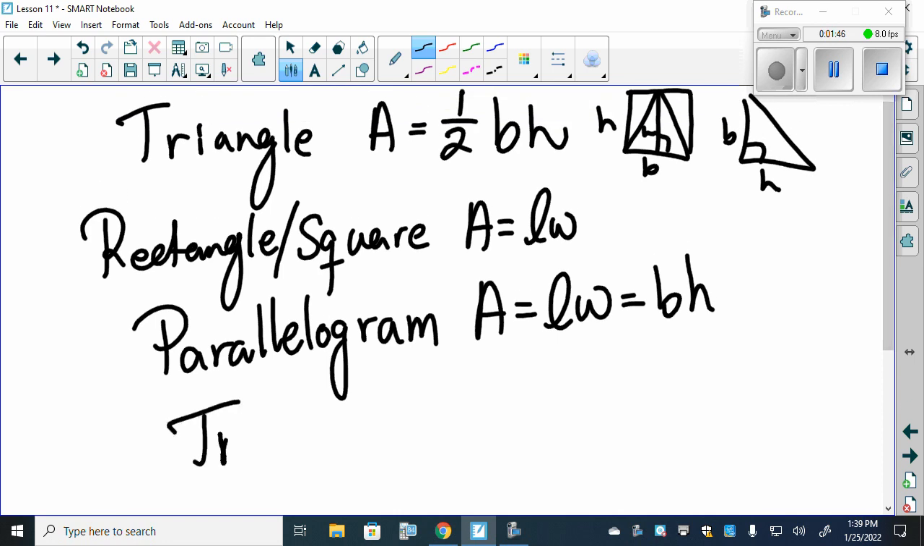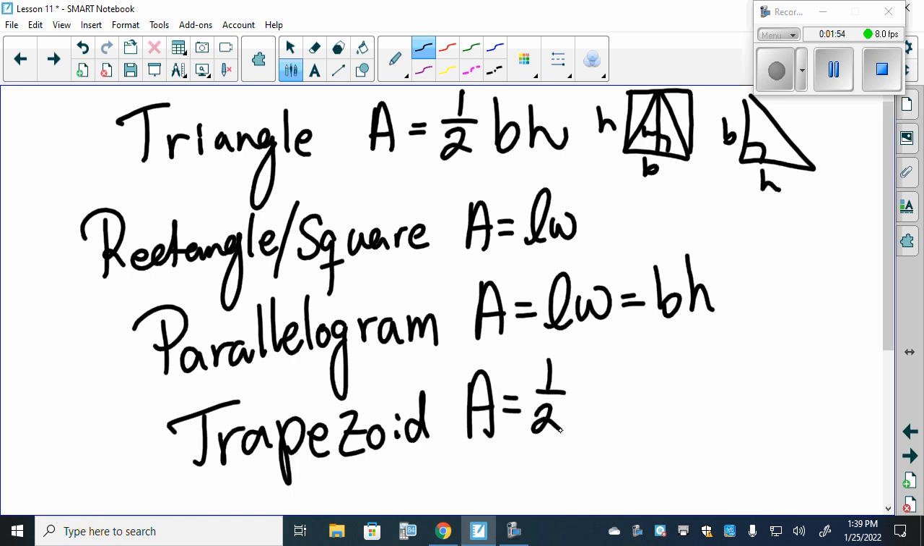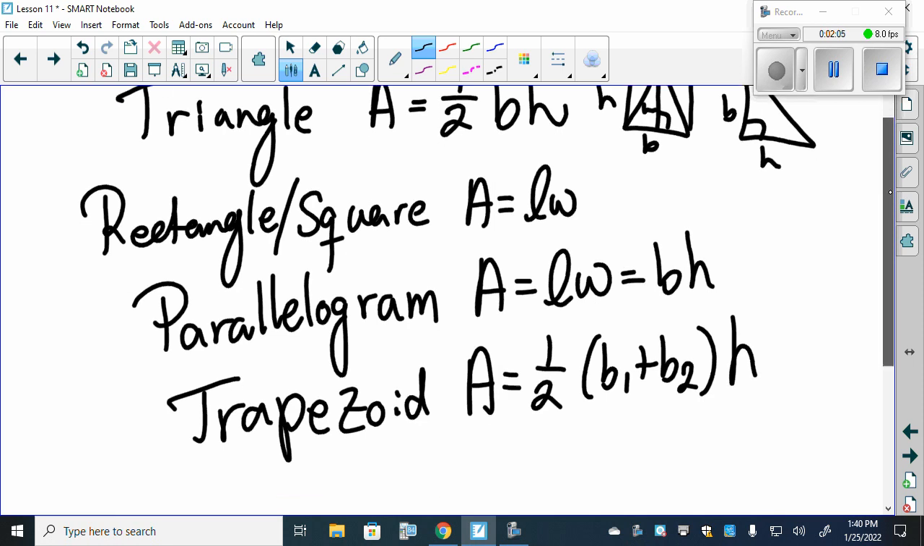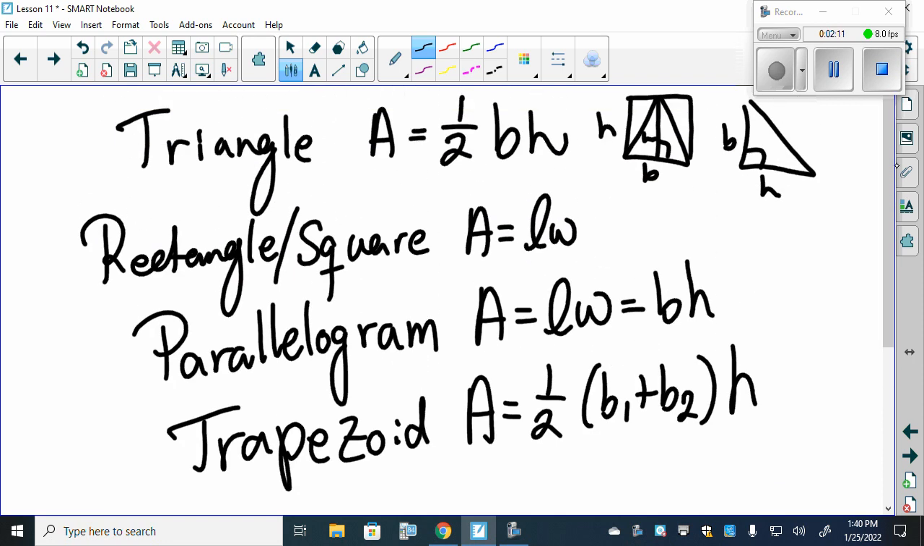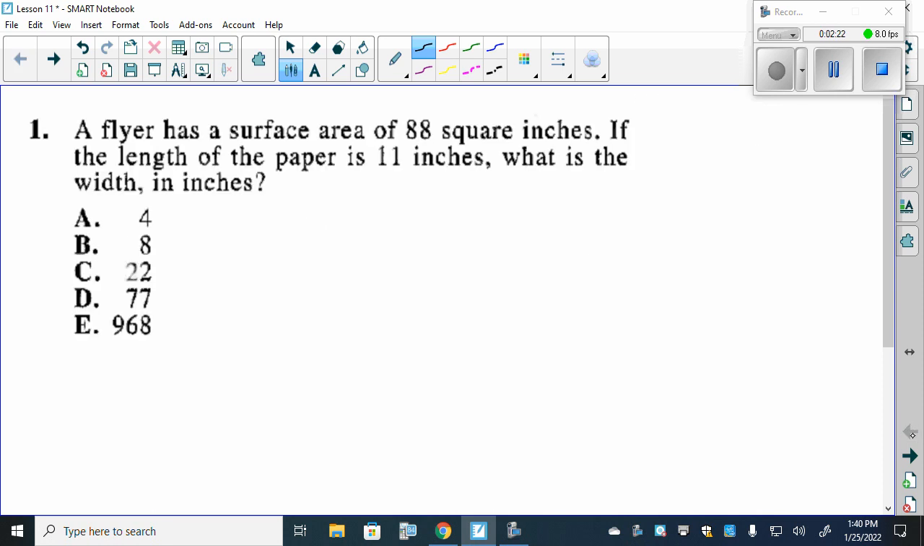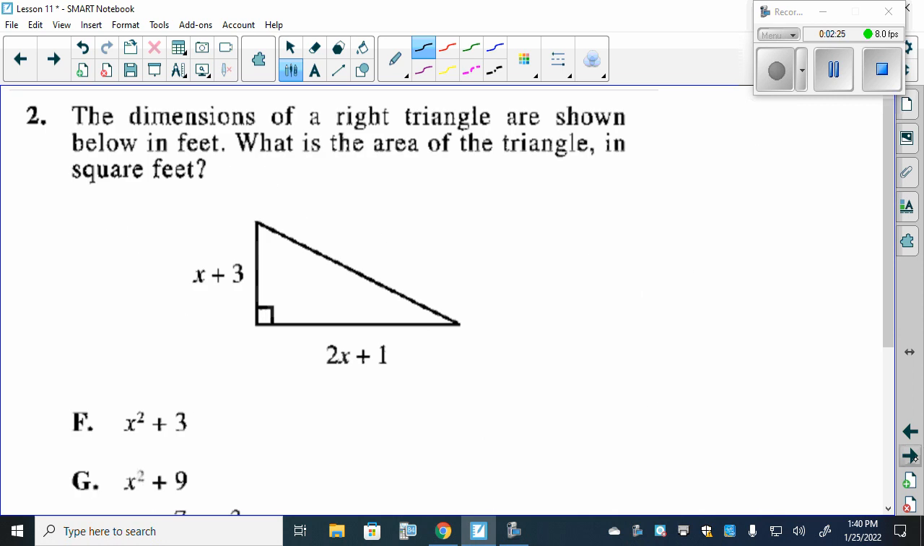And the last one was a trapezoid. And the area formula for a trapezoid is 1/2 of the sum of the bases times the height. And I mean, there are other area formulas beyond this, and since they got rid of the EOIs, you're not required to actually know all of them. They used to make y'all memorize all of them. But those are the main ones that we have so far.